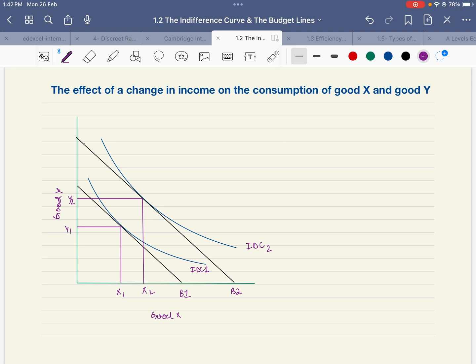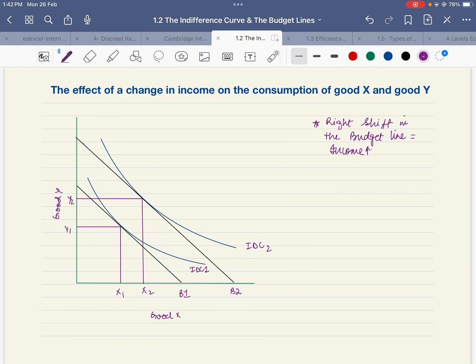Let's observe the effect of a change in income on consumption of good X and good Y. How do we observe that? We combine the indifference curve and the budget lines to observe that. We can see that there is a right shift in the budget line from B1 to B2, which means that the income has increased. Right shift in the budget line means income has increased.